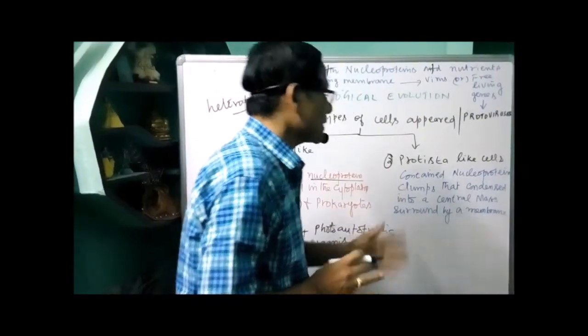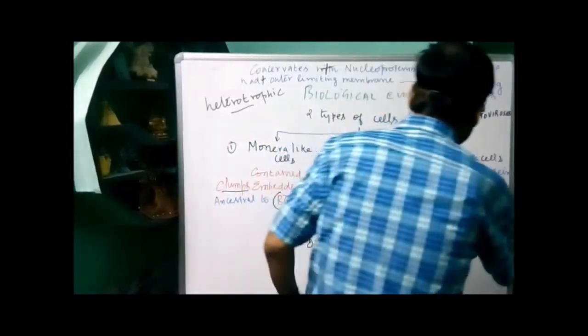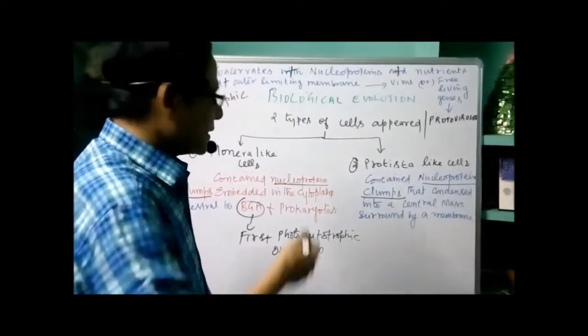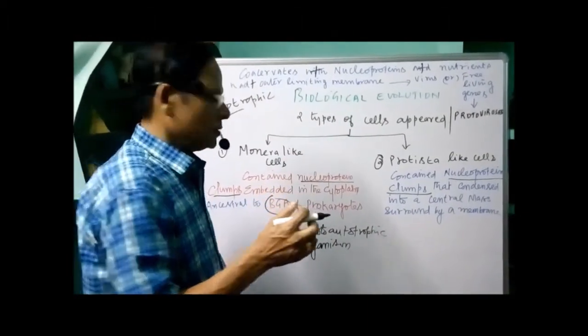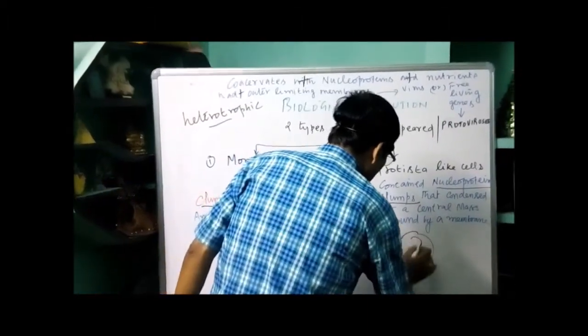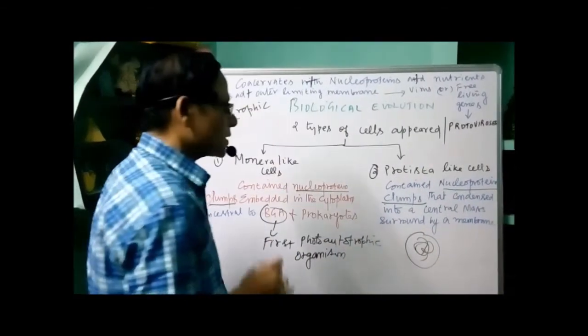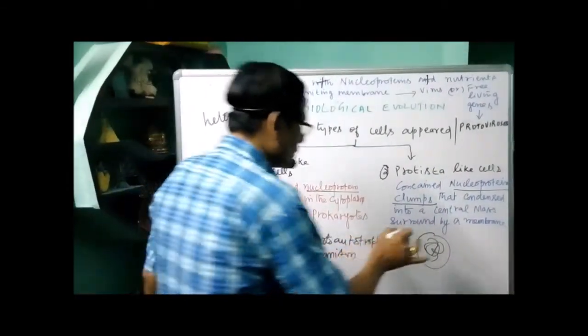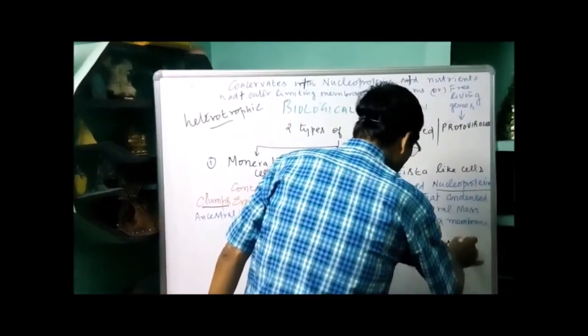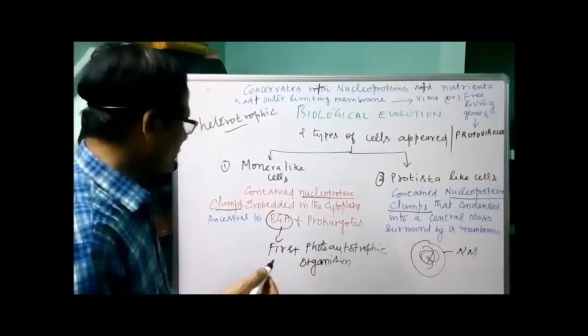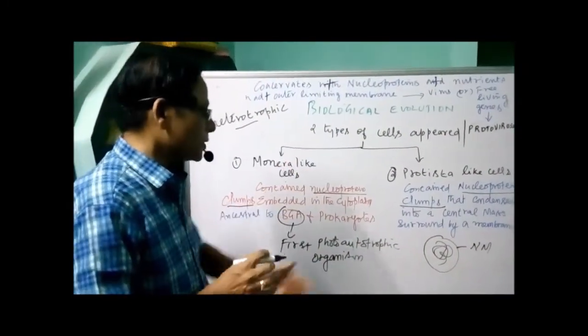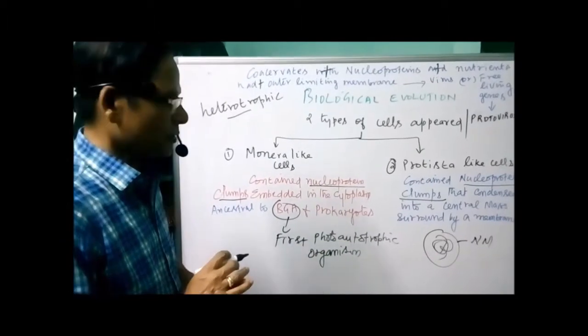contained nucleoprotein clumps, a mass of nucleoprotein, nothing but the nucleic acids plus protein, that condenses into a central mass. So we have what is called the central mass of the cells, surrounded by a membrane, what is called the nuclear membrane. Here there is no nuclear membrane surrounding the clumps of nucleoprotein, but here there is the formation of a nuclear membrane.